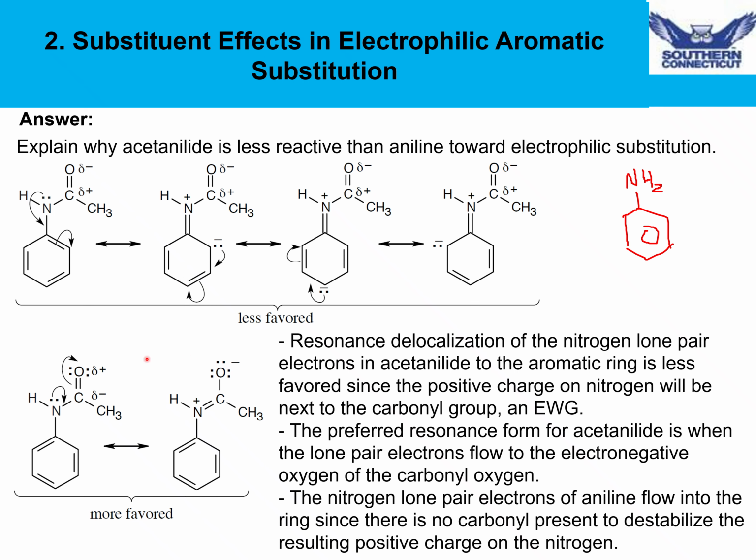So in the case of acetanilide, the lone pair is actually tied up in resonance with the carbonyl, while in the case of aniline, that lone pair, since there is no carbonyl, is free to push electron density into the ring, which makes the ring even more electron rich than it would be in acetanilide.